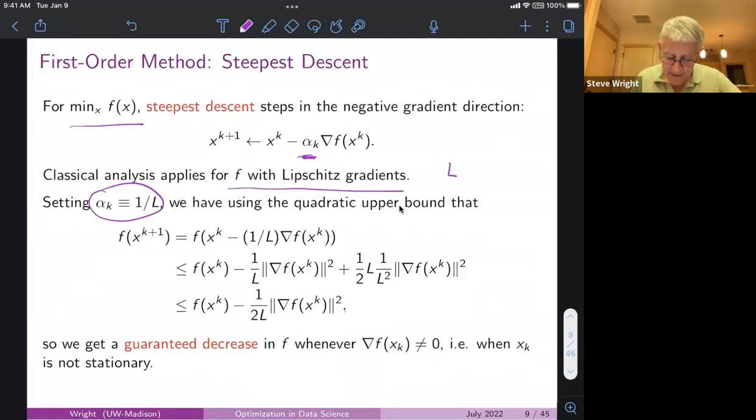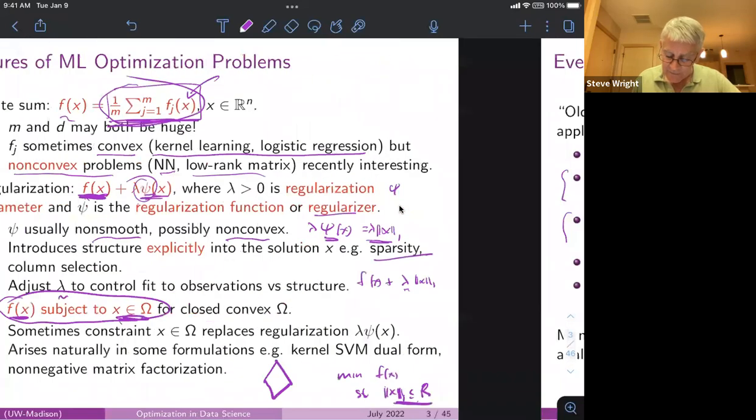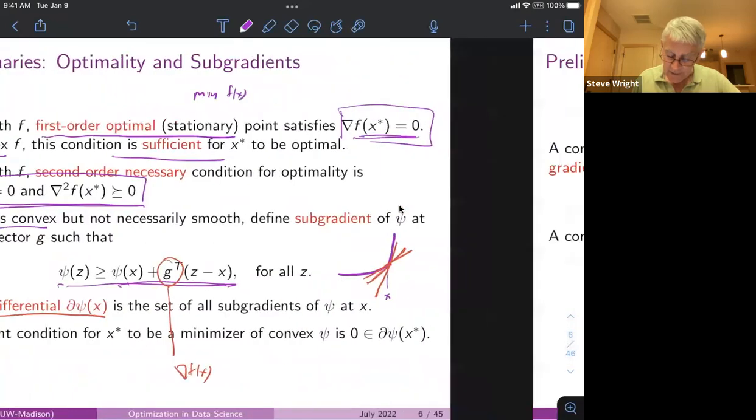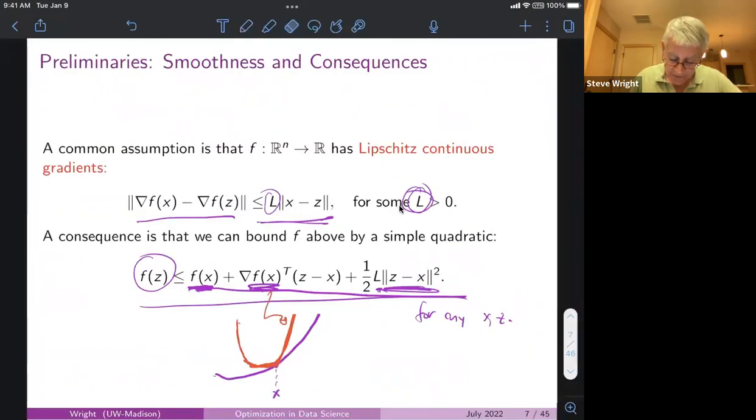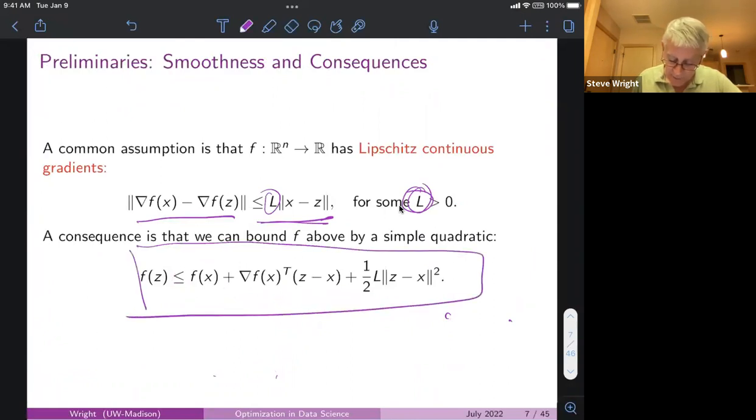And I can prove that by just going back a couple of slides and looking at this formula, which I've scribbled all over. So let me erase all the scribble. Okay, so with this formula, what I'm going to do is plug in x equals xk, and I'm going to define z to be xk minus 1 over L times grad f at xk. Then I make those substitutions, so z minus x is just minus 1 over L times grad f of xk.